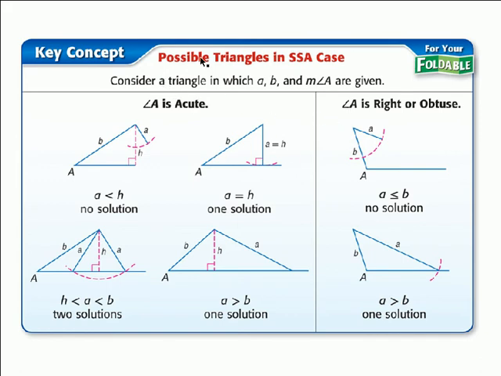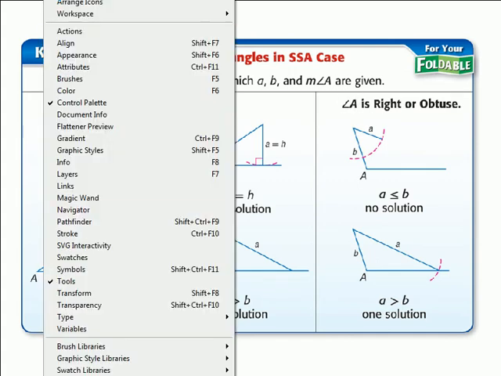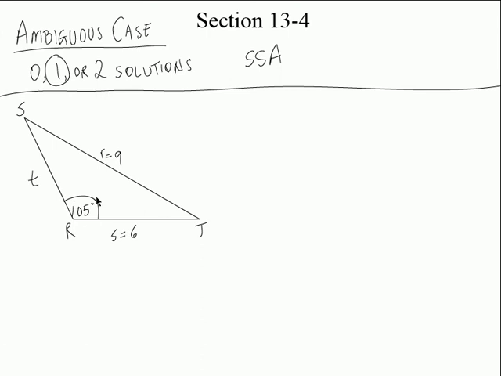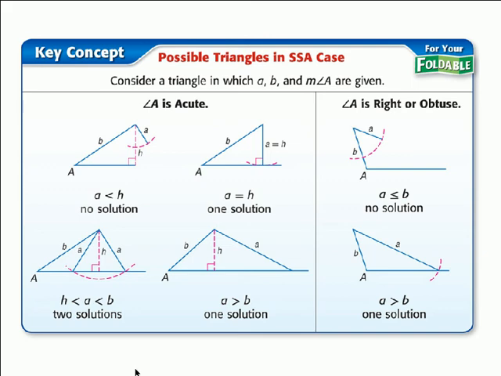It says these are possible triangles when you have side-side-angle. When they give you 2 sides and an angle, which is what we have right now. Now, let's go back to it real quick. We don't have A, B, and C obviously, but the angle that they give you is what type of angle here? It's 105 degrees. So what kind of angle is that? It's obtuse. All right, so let's go back to this thing, and look, angle A is right or obtuse. So it's obtuse, so we're looking right here.